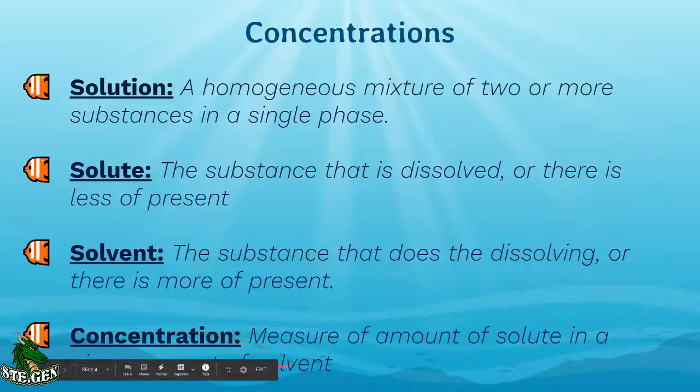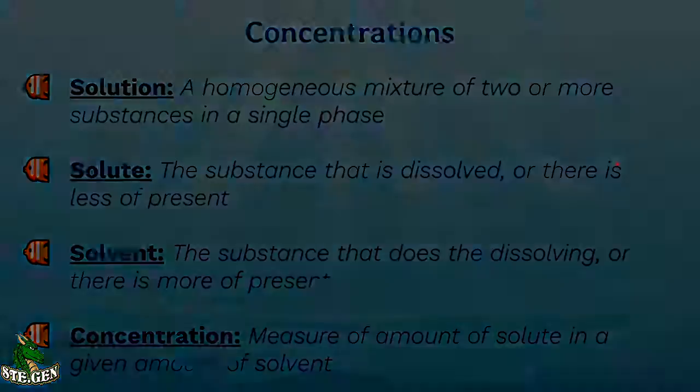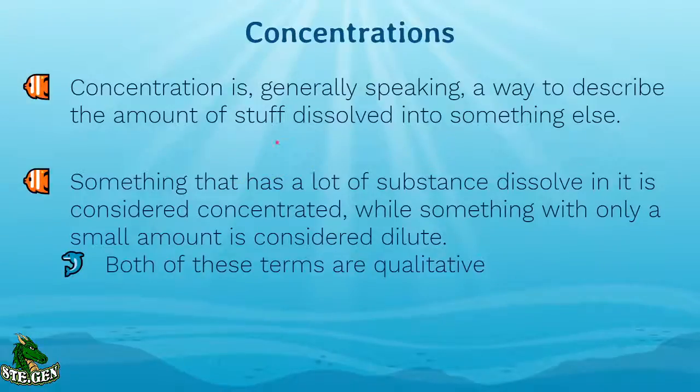Now, for concentration, our actual thing that we're going to be focusing on for this section, that is the measure of the amount of solute in a given amount of solvent. And generally speaking, it's just a way of describing how much stuff is dissolved in some other stuff. Something that has a lot of substance dissolved in it, we call that concentrated. If you think of orange juice from concentrate, or concentrated bleach or hydrochloric acid or something like that, that means that there is a lot of that substance dissolved in the solvent.